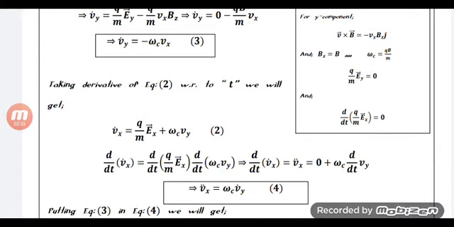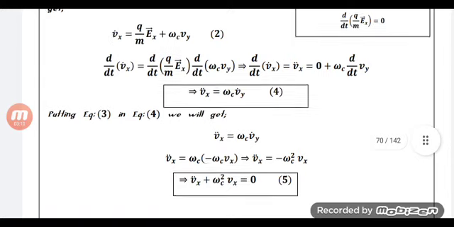Taking the derivative of equation 2 with respect to t, we get d over dt vx is equal to d over dt of q over m Ex plus d over dt of omega c vy. The derivative of Ex term is 0, so the vx double derivative is equal to omega c times the vy single derivative. Equation 4.